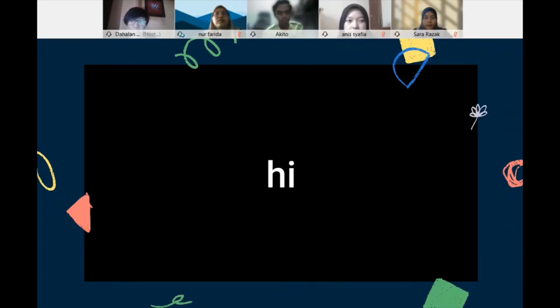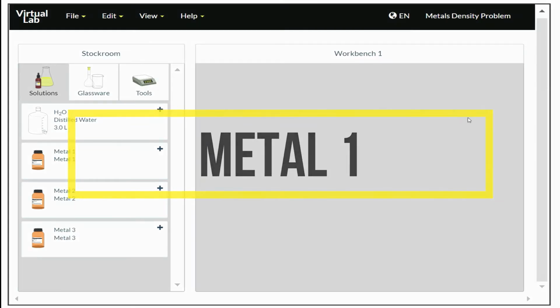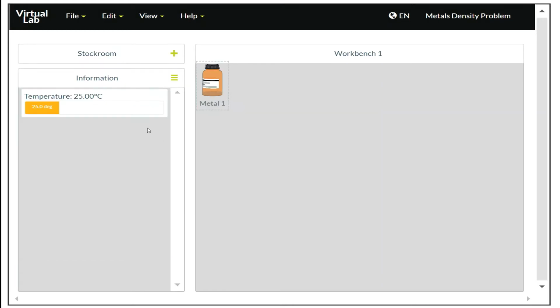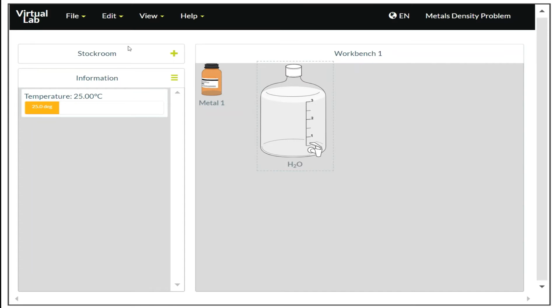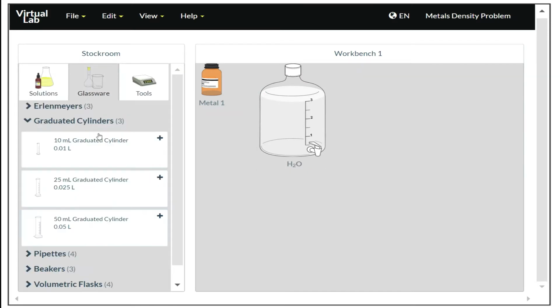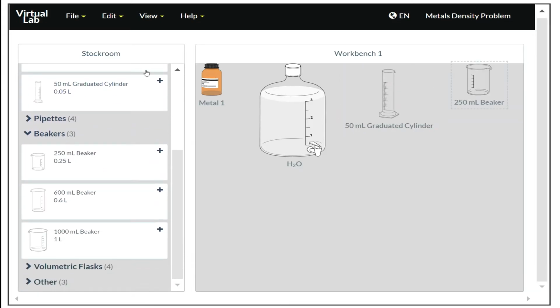Okay, here we have Nur Farida explaining the procedure live through the virtual lab application. Hi everyone, today I will show you how to identify the type of metal by using density. Metal 1. First of all, we need to provide metal 1, distilled water, and glassware apparatus such as a 50 ml graduated cylinder and a 250 ml beaker.